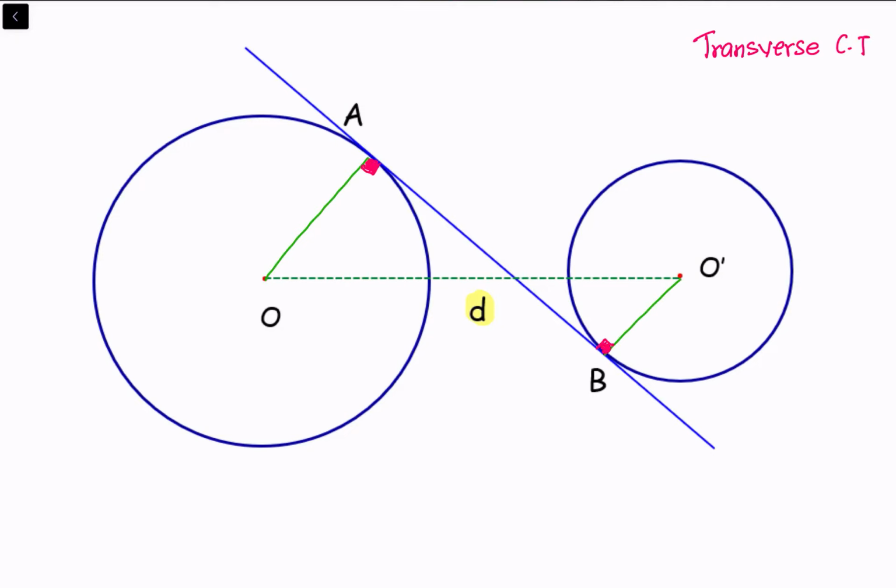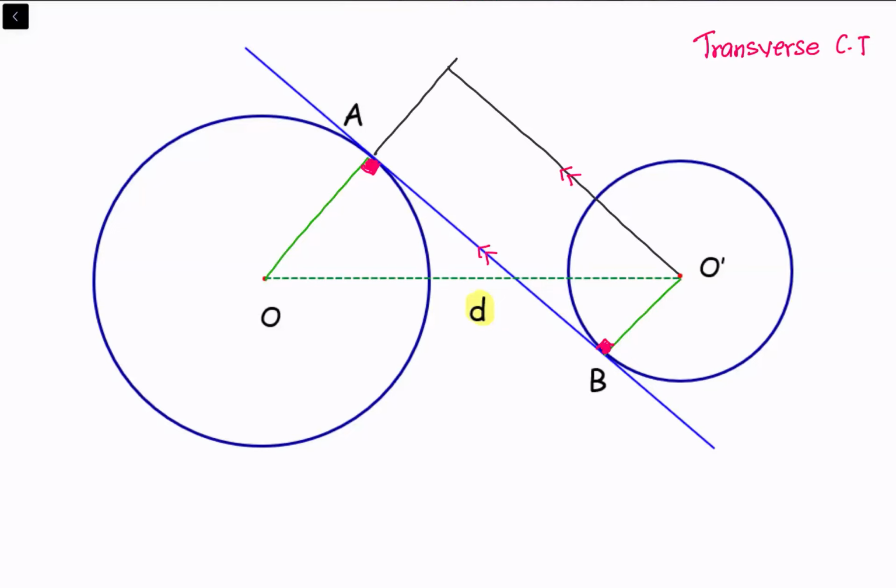Okay, we are doing a construction here. First, we are extending OA further. And second, we are drawing O dash M parallel to AB. So by construction, we can say that these two lines are parallel.